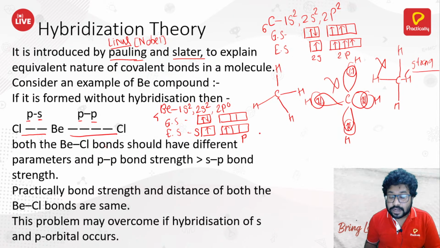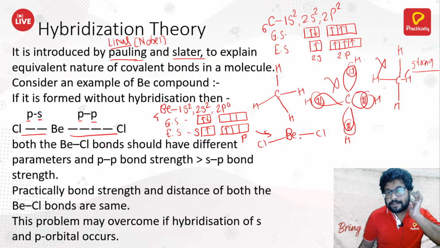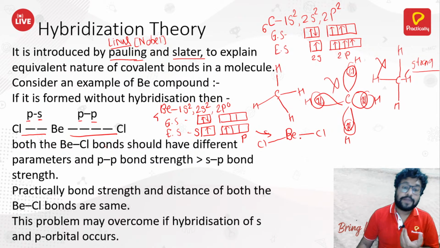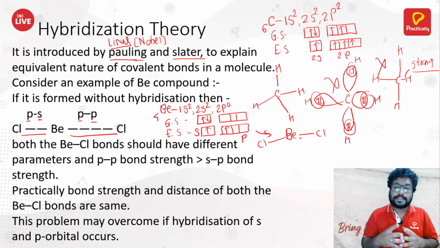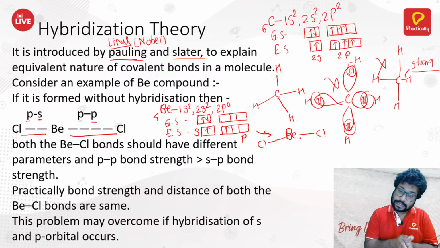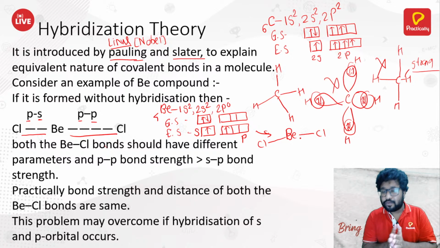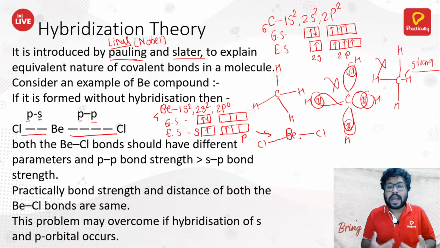But in reality, it is not like that. In reality, the beryllium and chlorine bonds are equally long. They are like this. So both the Be-Cl bonds should have had different parameters. The PP bond should have been stronger than the SP bond. But in reality, practically, the bond strength and distance of both the Be-Cl bonds are exactly the same. Same is the case with the four bonds of carbon and hydrogen. So how to account for it, how to explain it?